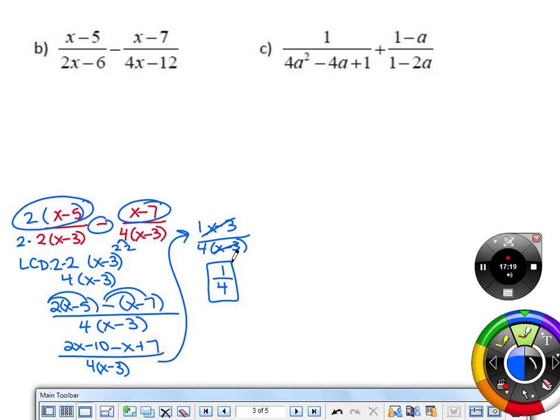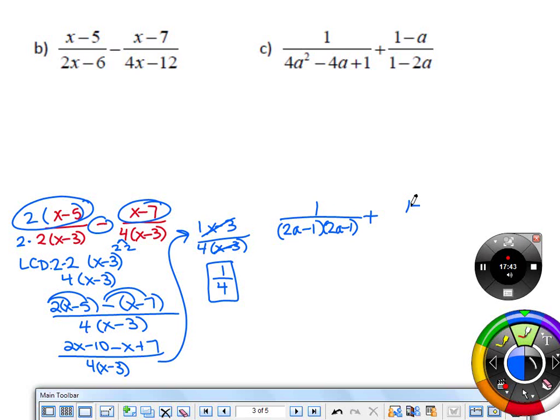All right, in the second problem, we're going to kind of use what Matt was talking about earlier. Second one there. Okay, so again, the first thing we want to do is factor and simplify the denominators. So for the first denominator, you use the x or guess and check or whatever you do to factor, and you end up with 2a minus 1 times 2a minus 1.